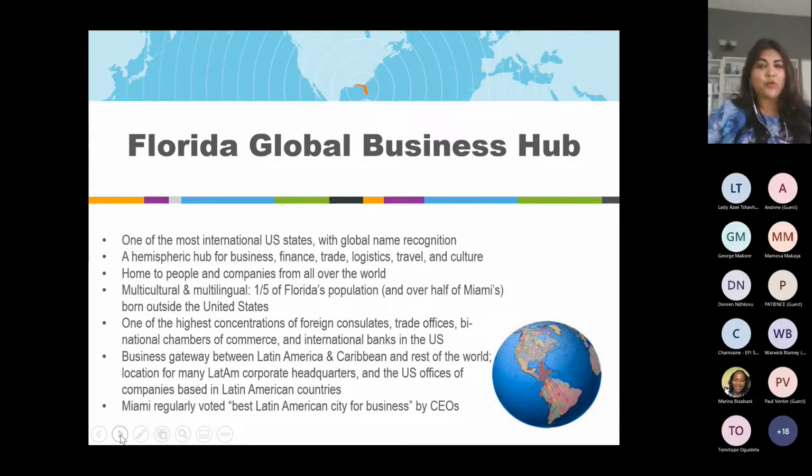Because Florida is so well known for, again, lifestyle, tourism and travel, many people are surprised to learn that Florida is a global business hub and an international business leader. Florida is home to people and companies from all over the world with over 5 million foreign language speakers. It is known for being a business gateway into North America, South America, as well as the Caribbean basin. You find that many Latin American corporate headquarters are located in Florida. Florida is also among the top 10 manufacturing states in the US. Next slide, please.